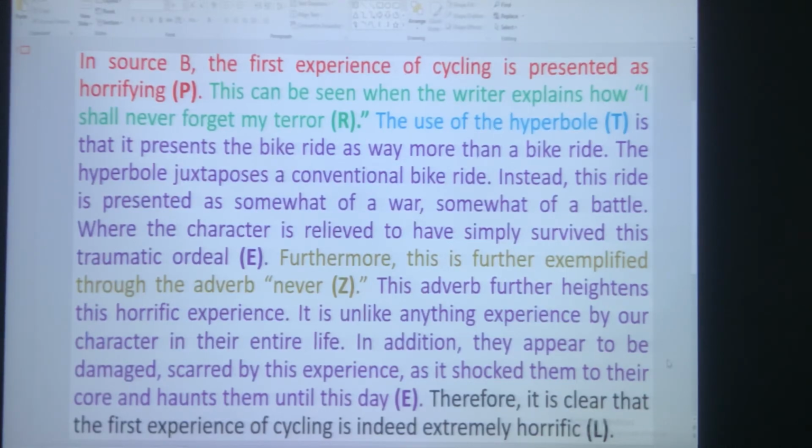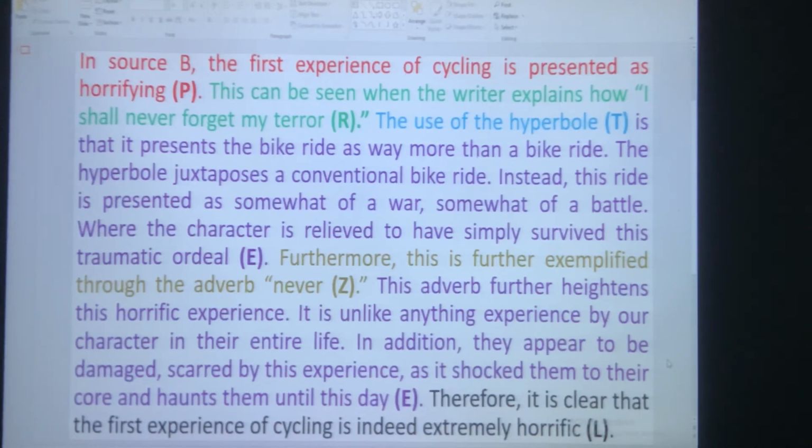The hyperbole juxtaposes a conventional bike ride. Instead, this ride is presented as somewhat of a war, somewhat of a battle, where the character is relieved to have simply survived this traumatic ordeal. Furthermore, this is further exemplified through the adverb never. This adverb further heightens this horrific experience.